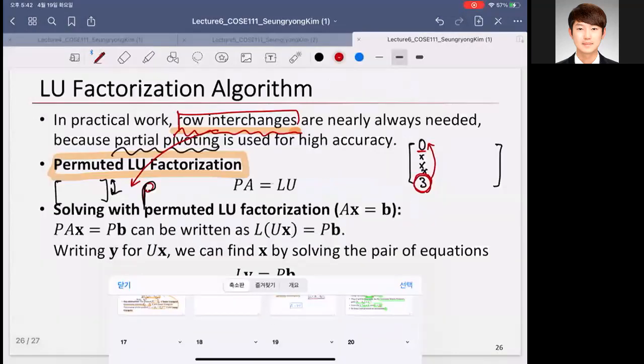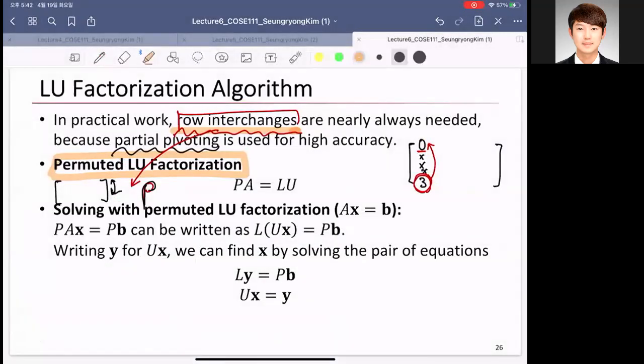first of all, we permute the original matrix A first, and then factorize this one to the LU. Why? This matrix no longer requires row interchange, but PA matrix, let's say this is new matrix A prime, requires only the replacement operation for the row reduction algorithm. Then we can factorize PA matrix, let's say A prime, to the LU. Then solving with the permuted LU factorization.